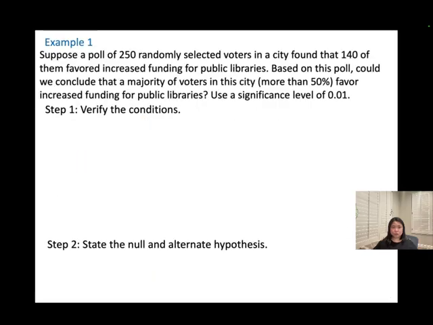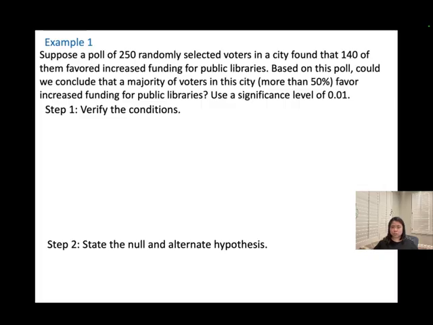Now, let's try the first example. Suppose a poll of 250 randomly selected voters in a city found that 140 of them favor increased funding for public libraries. Based on this poll, could we conclude that a majority of voters in this city, more than 50%, favor increased funding for the public libraries? Use a significance level of 0.01.